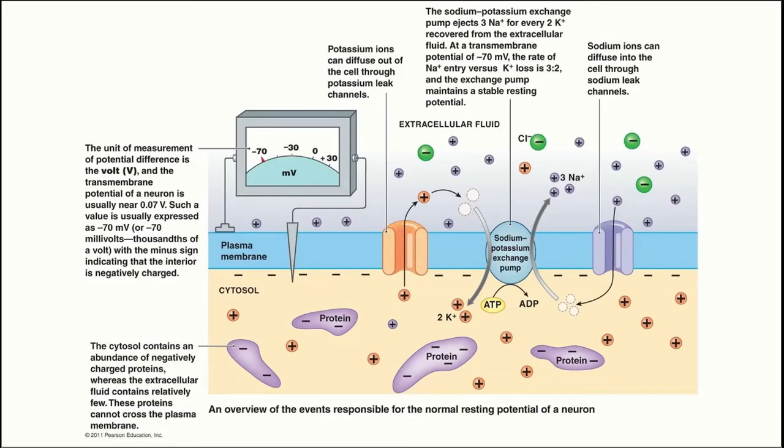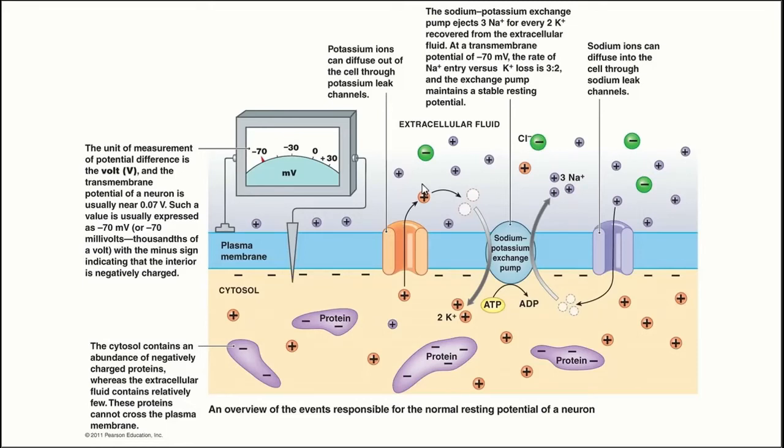What we actually end up seeing is that the interior of the membrane is slightly negatively charged at about minus 70 millivolts, which is about minus 0.07 volts. So it's a really low negative voltage, but it's still a negative voltage nonetheless. The inside of the plasma membrane is slightly negatively charged compared to the outside of the plasma membrane. And it turns out that this separation of charge is created by the differences in concentration of sodium and potassium across the membrane, as well as the ability of these two substances to diffuse into or out of the cell.